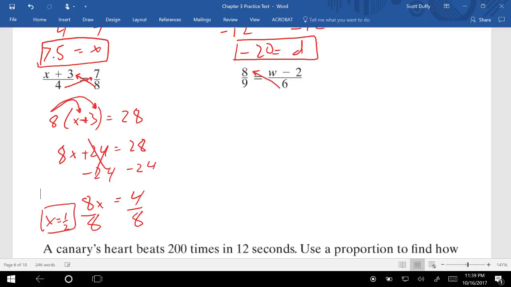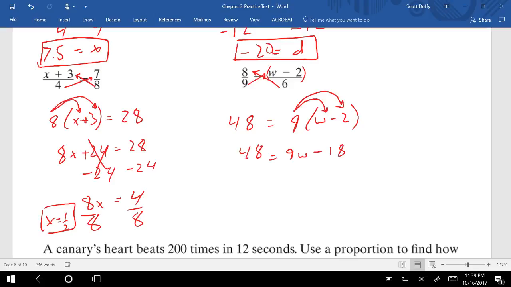6 multiplies by 8, and I get 48 on the left side, and then 9 multiplies by all of that in parentheses, so I have 9 times w minus 2. Distribute the 9 to the w, 9w, 9 times negative 2, negative 18, 48, and I'm going to add 18 to both sides. I get 66, divide by 9, divide by 9, I get 7.3.